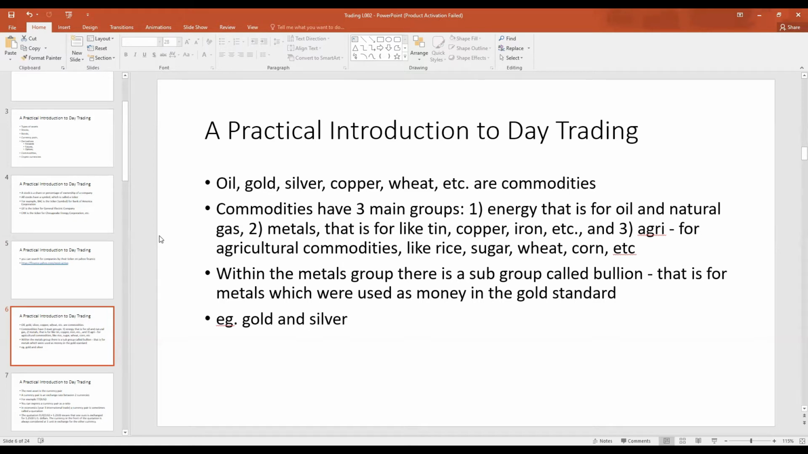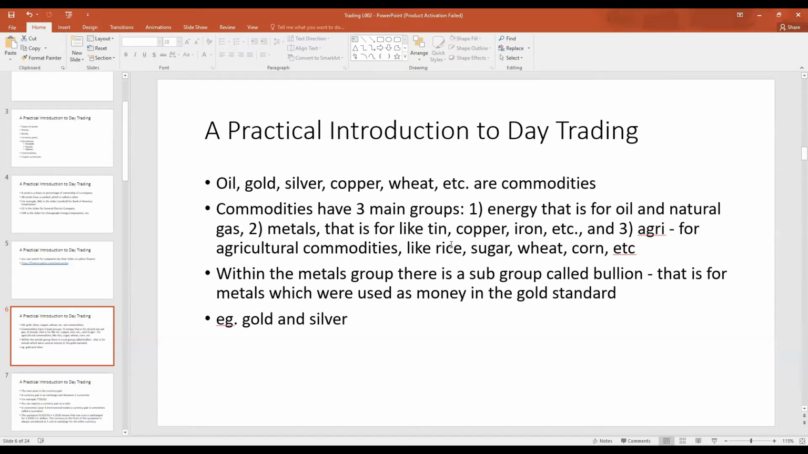So we have here other types of assets. Commodities are also financial assets. So I have here oil, gold, silver. These are all commodities. And as I mentioned in a previous lecture, we have different groups of commodities. We have energy commodities, that includes oil and natural gas. We have metals, so that includes metals such as tin, iron, steel, and copper. We have agriculture commodities. This includes commodities such as rice, flour, wheat, sugar, etc.